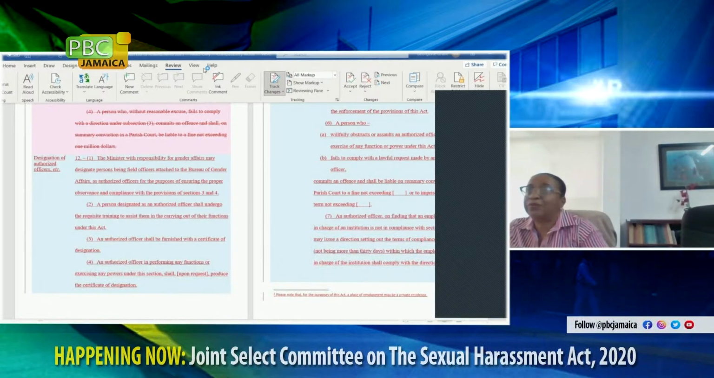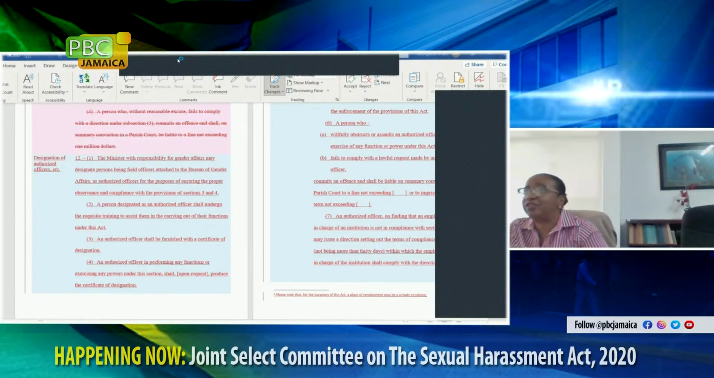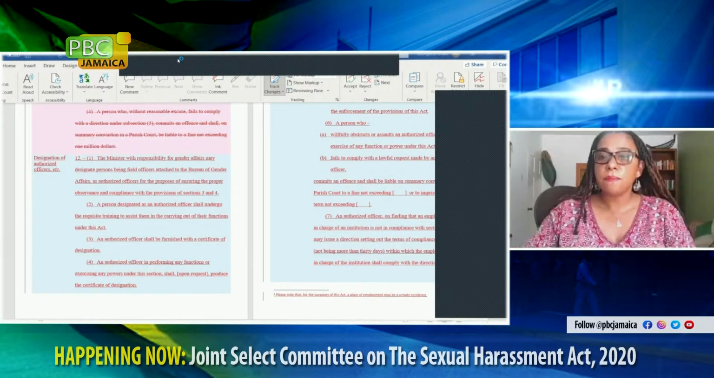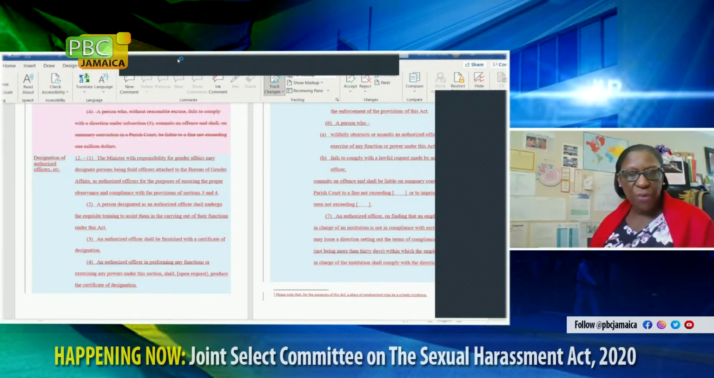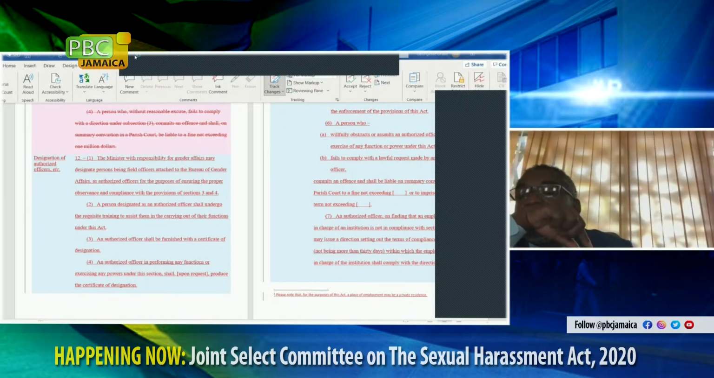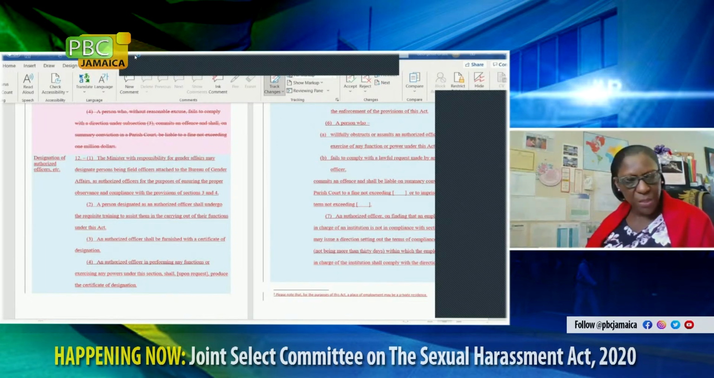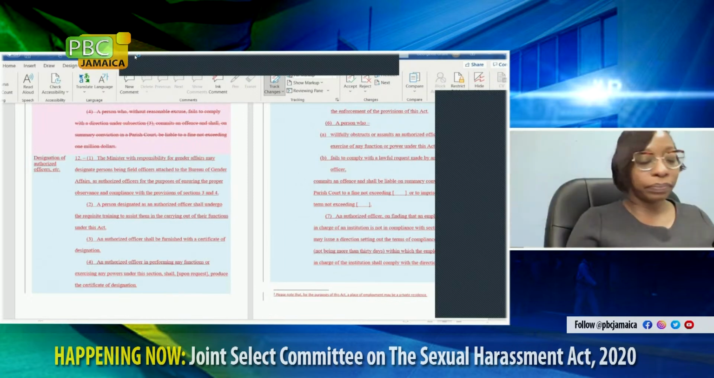So Mrs. Coburn, it would read, the minister with responsibility for gender affairs may designate persons as authorized officers for the purposes of ensuring the proper observance and compliance with the provisions of sections 3 and 4, and just leave it at that. Yes, that's fine, but that would mean minister to minister, because the minister can designate from the bureau because we're within the ministry. But that would mean a collaboration with the other ministries, between ministers, local government and so on, to get those officers in place and in the special units. Okay, so that's perfect with me.